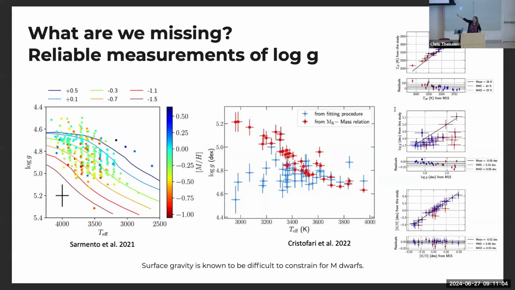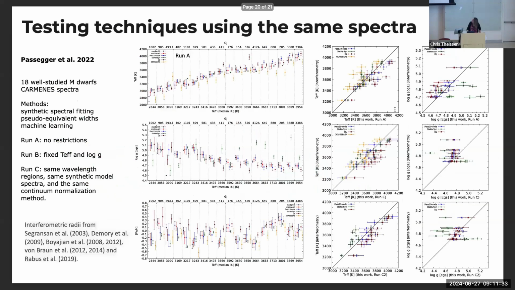With Sarmento et al., we wanted to do everything without calibrators. So this is really like synthesis like we do in solar type stars that you have there, and how they don't really agree with evolutionary models. And I want to point out here the work done with ESPRESSO data of Cristofari, where he sees that he cannot really get the log Gs that is expected from other relationships, but he gets really good fits from temperature and metallicity, for example.